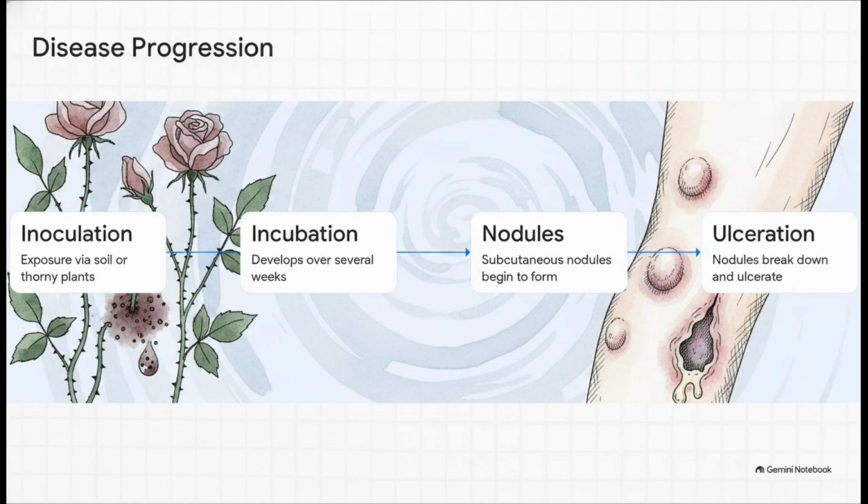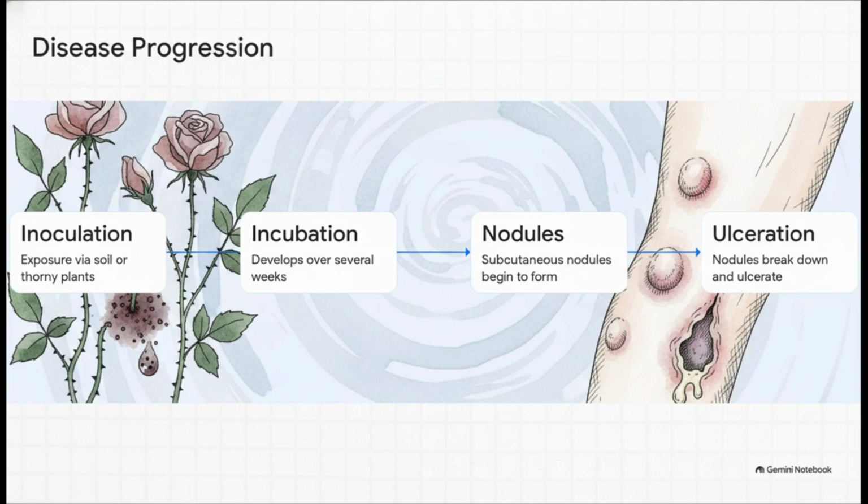So, the physical journey of this infection follows a very strict chronological path affecting the subcutaneous tissues. Step 1 is inoculation. This is where the skin or mucosa is directly punctured by contaminated soil or thorny plants, like rose bushes. The fungus literally hitches a ride on that thorn deep down into the subcutaneous layer. Then comes step 2, which is an incubation period lasting several weeks.